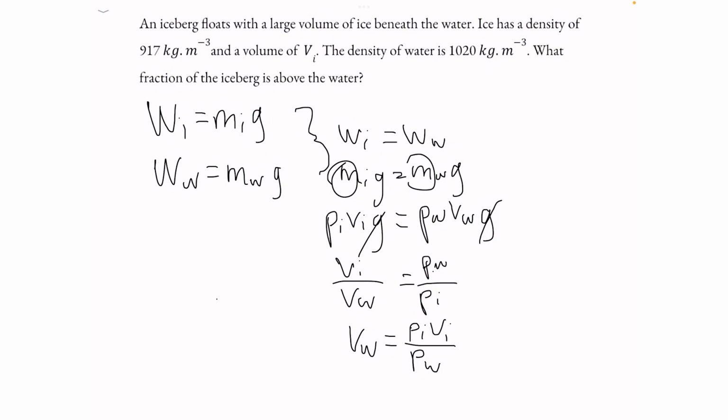And we can plug in the values now, which would be equal to 917 over 1020, which is 0.9. And this means that 90% of the iceberg's volume is submerged underwater. So we can do 1 minus 0.9, which means that 0.1 V_I is above water. So that is the fraction of the iceberg that is above water.